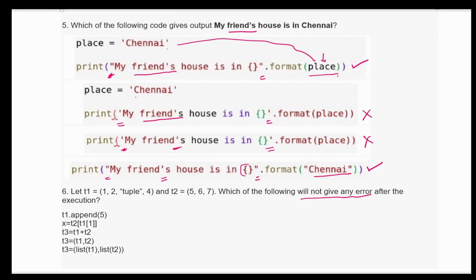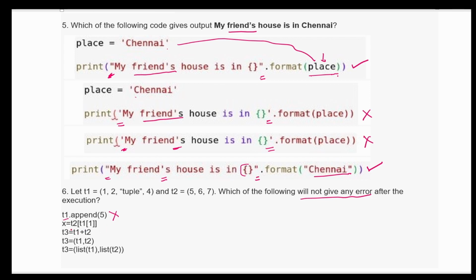That means which are correct. Now, if you take the first option, T1 append, actually tuple is immutable. You may not change any value. So, you may not append, you may not add any value to the tuple. So, this append function is not provided for tuple, so this will not work.